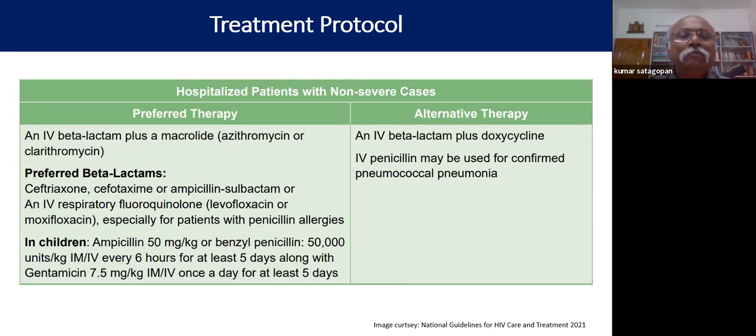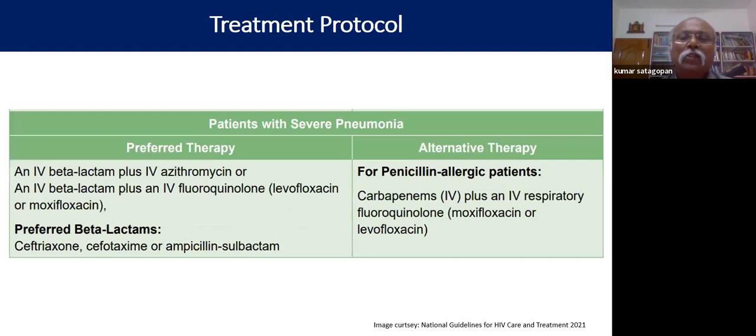And next slide. CP, that's called CP, crystalline penicillin. For patients with severe pneumonia, whatever the setting in your place and your availability, you can judiciously use the antibiotic. Penicillin allergic patients can use IV carbapenem plus IV respiratory quinolone. Next slide.